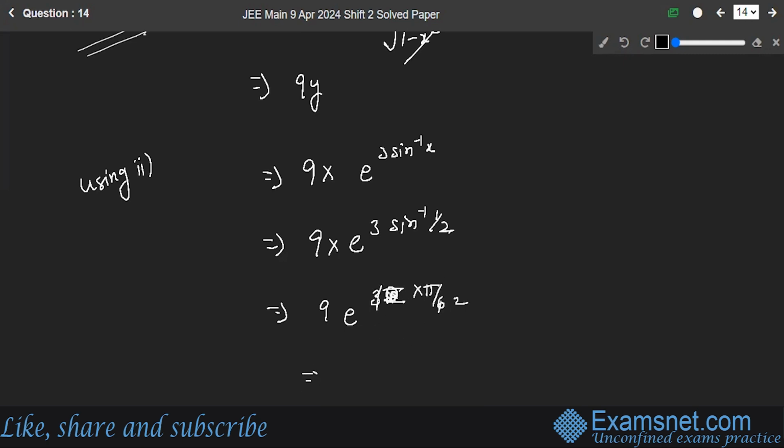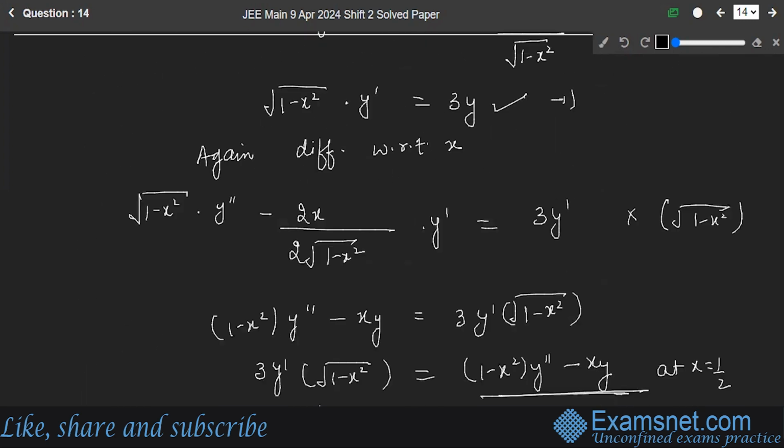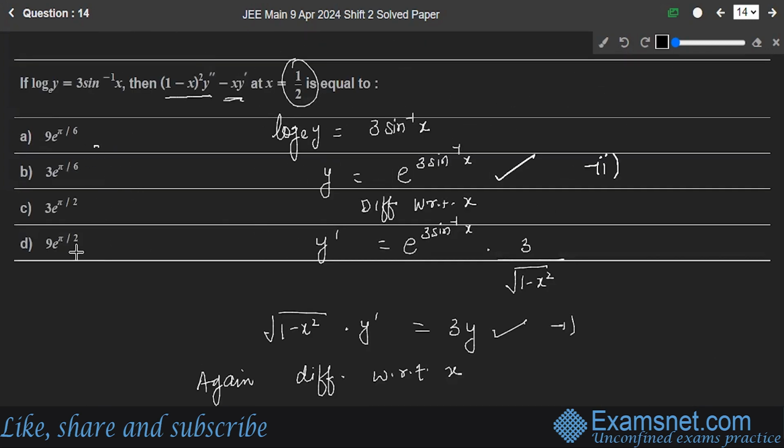So this will be 9 e raised to power pi by 2. This is the answer to the question, 9 e raised to power pi by 2. You have D option as the right answer. Hope you got that. Let's move to the next question.